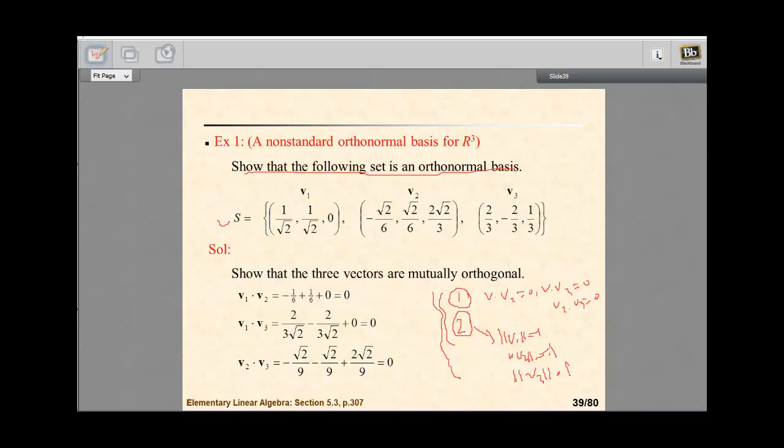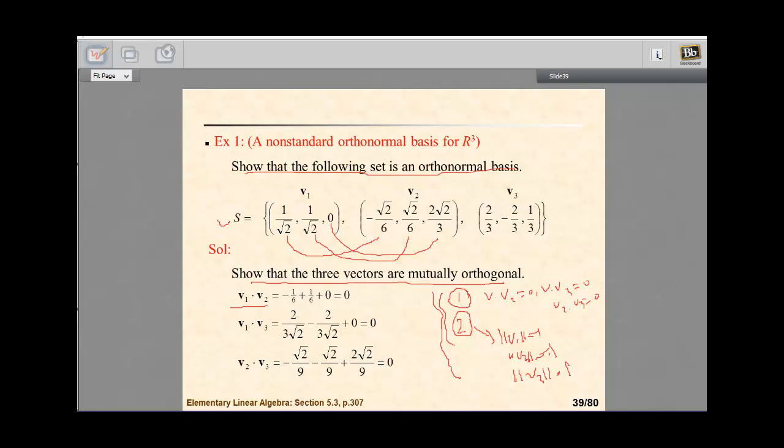First, one by one, we will show that these three vectors are mutually orthogonal. First of all, we will multiply v1 into v2. When we multiply v1 into v2, first element to first element, we multiply 1 by root 2 into root 2 by 6, and similarly 1 by root 2 into root 2 by 6, and 0 into root 2 by 3.